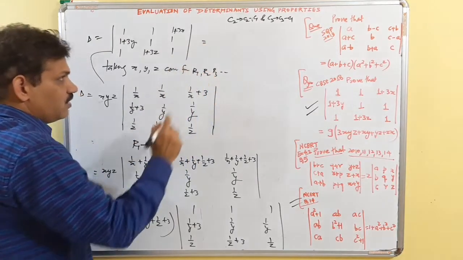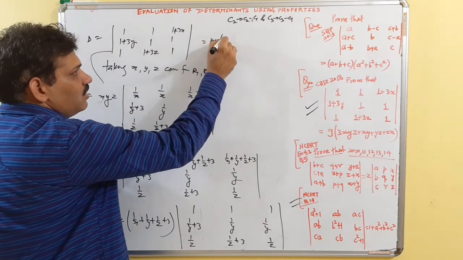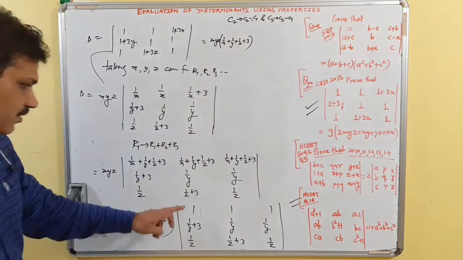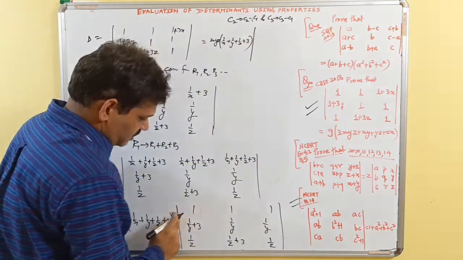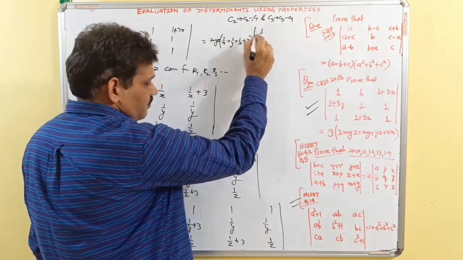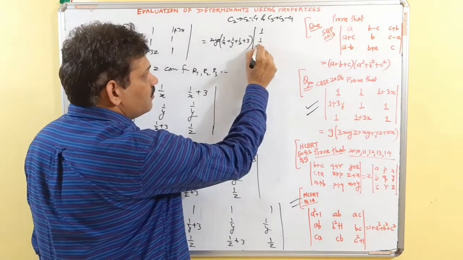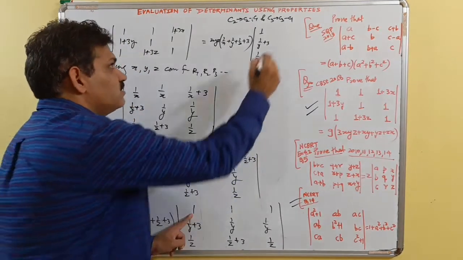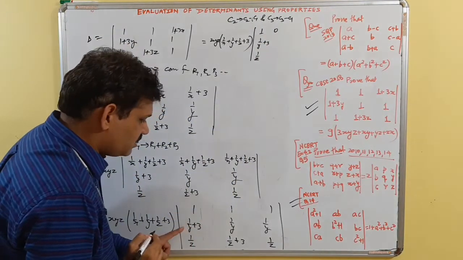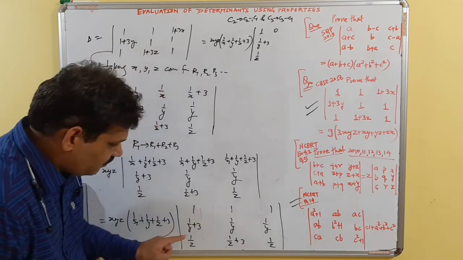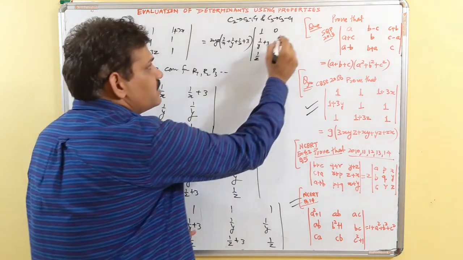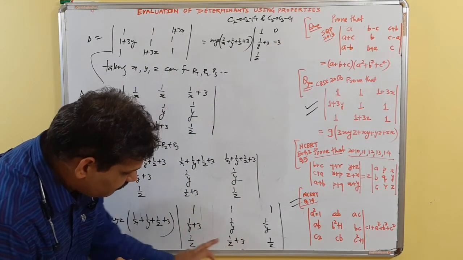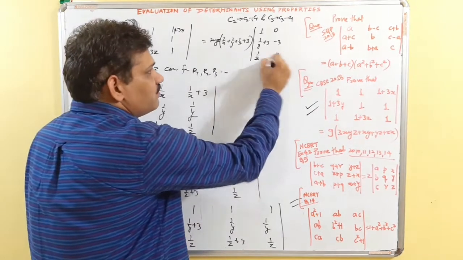So this gives us xyz multiplied by 1 by x plus 1 by y plus 1 by z plus 3 into, let's see what happens. There is no change in C1. So 1, 1 by y plus 3, 1 by z. Here 1 minus 1 is 0. This 1 by y minus 1 by y plus 3, that 1 by y will be cancelled out. This minus this will give us minus 3. 1 by z will be cancelled out. 1 by z plus 3 minus 1 by z, so 1 by z will be cancelled. It will give us plus 3.